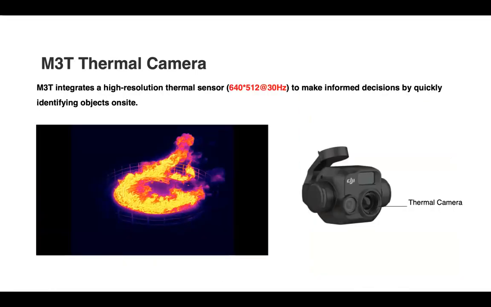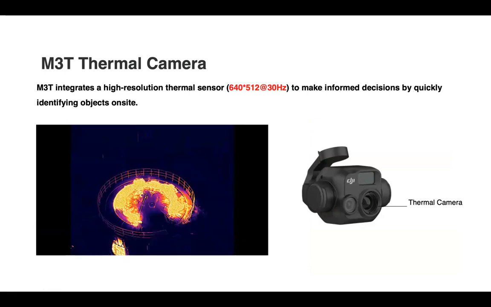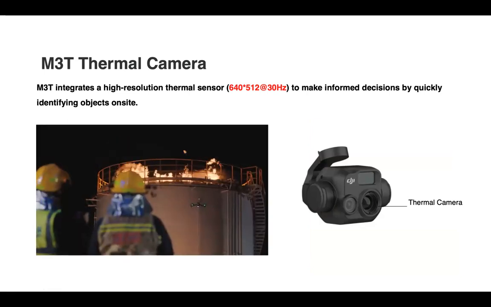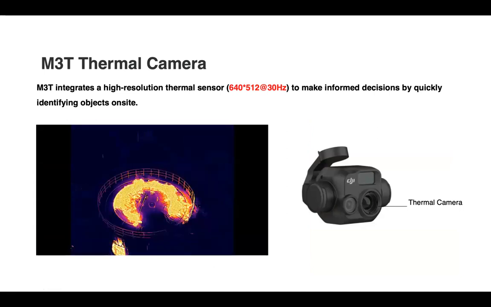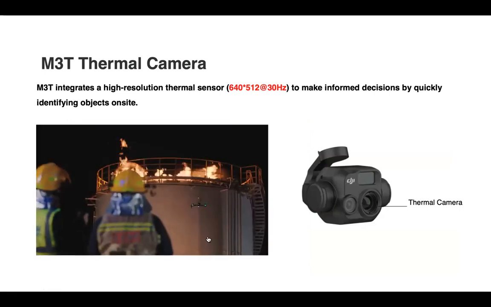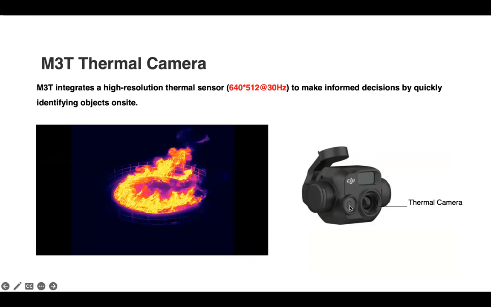For the M3T Thermal Camera, 640 by 512 at 30 hertz, so industry standard there on that thermal camera. And that is alongside the half-inch wide camera as well. So obviously with having to fit the thermal camera in, the wide camera doesn't have as much room, so it has not a mechanical shutter, but still gives you the option there with the thermal and the wide and the zoom.